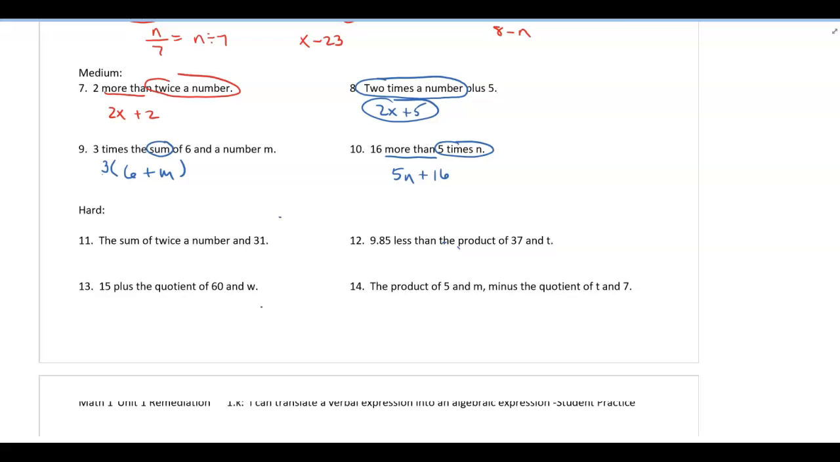So the number 11 says the sum of twice a number and 31. Sum clues us in on addition, right? And we're looking for the sum of twice a number and 31, right? Well, how do I write twice a number? That would just be 2x, right? And plus 31. So that is the sum of 2 times the number and 31.